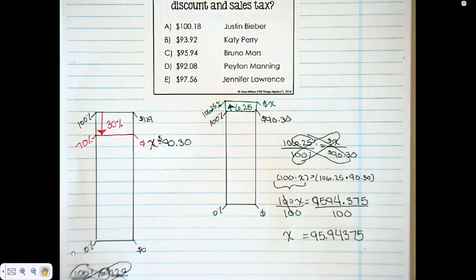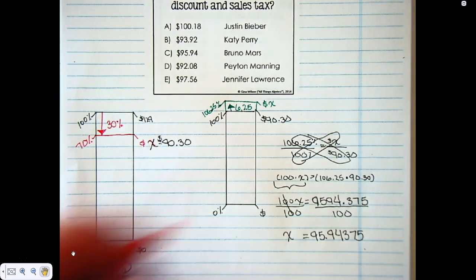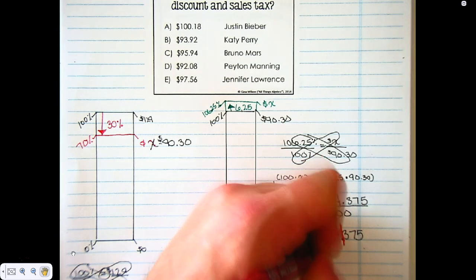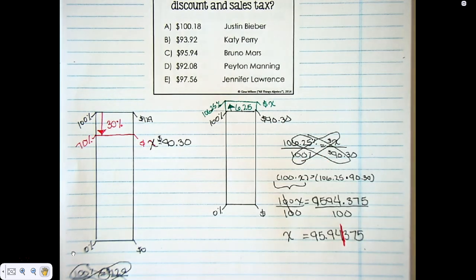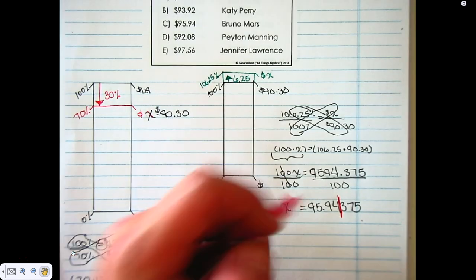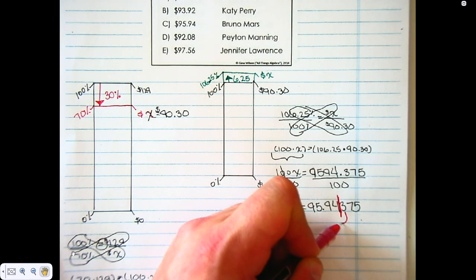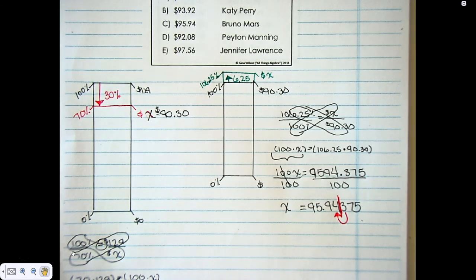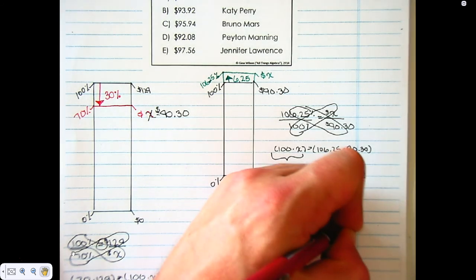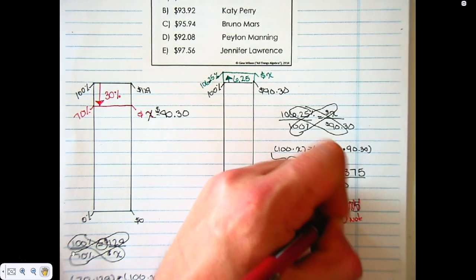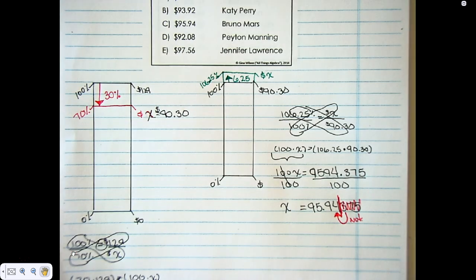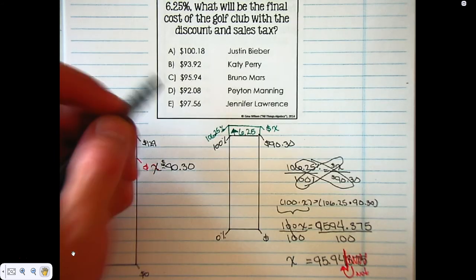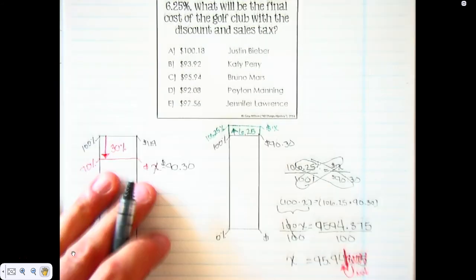95.94375. But since we're talking about money, I know money only goes to 2 decimal places. And I consult my little rule for rounding. When I'm rounding, I look at the number after where I'm rounding. Will this 3 affect the 4? Since the number has to be 5 or higher, then no, it will not. So I can go ahead and just cut all this off that comes after it. And my answer is $95.94. We see that here for choice C.